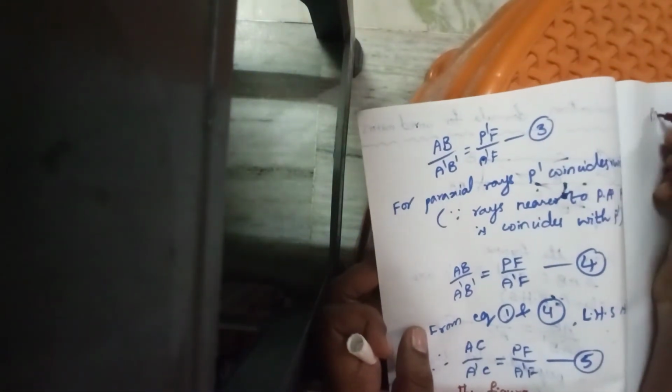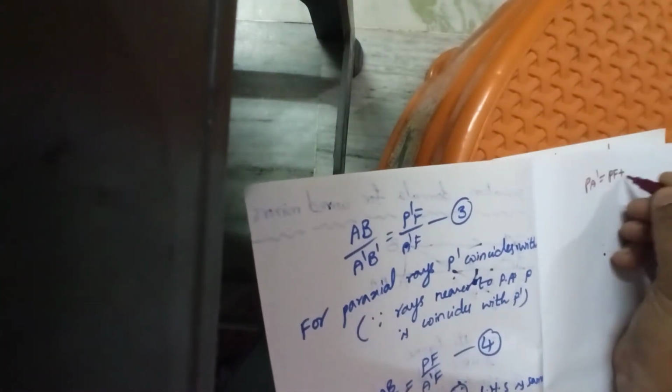And the last one, PA dash is equals to PF plus A dash F. PA dash is equals to PF plus A dash F. So this is equation number 3.